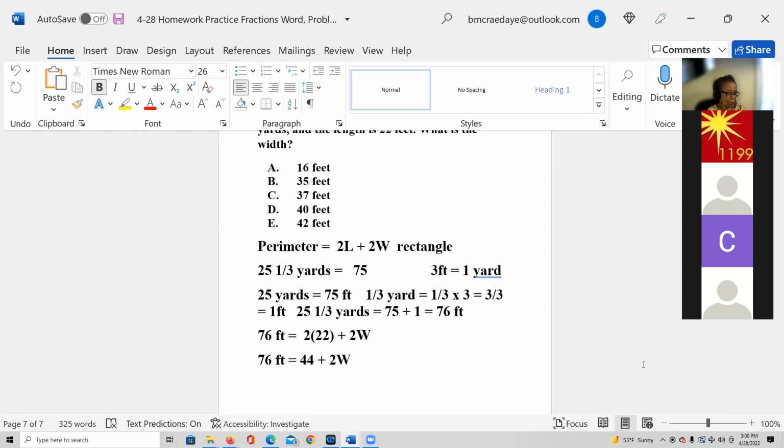I don't quite recall. Add it? Add what, Maureen? Add 22. You want the 2W by itself. So what would you do? You want 2W on the right by itself. So what do you do to the equation for that to happen?